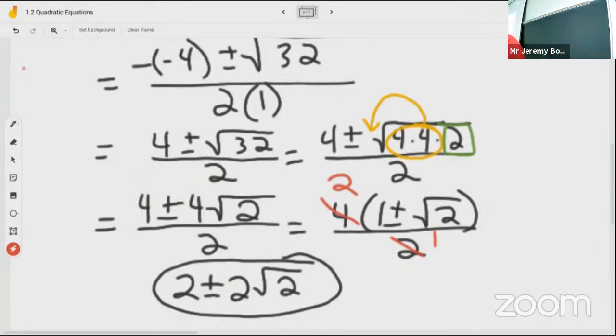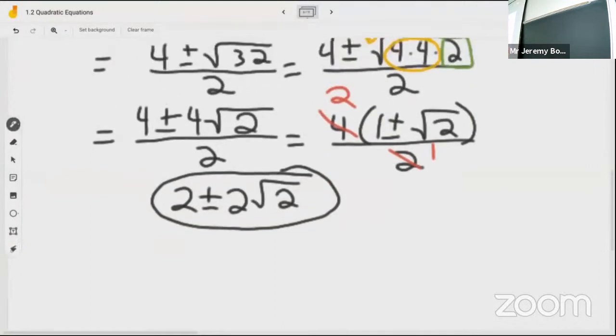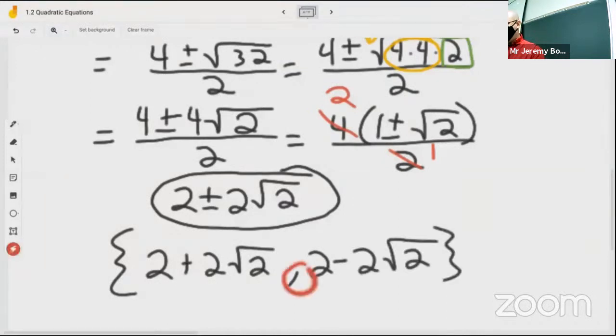Oh, I forgot how to put it into MyMathLab. For MyMathLab, it'll be 2 plus 2 square root of 2, comma, 2 minus 2 square root of 2. One thing to be careful of, make sure that the comma is outside the root when you put it there. I know it seems silly, but that's a common mistake people make. And if it's on a test that you do that, let me know.